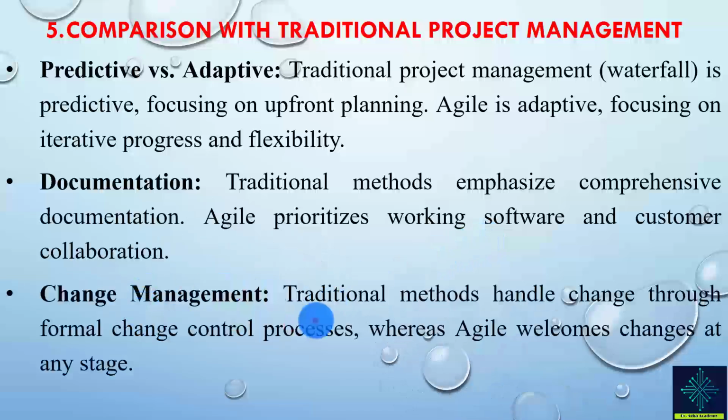Change management: in traditional methods, we handle changes through a formal change control process. Those of you who know, we have what we call the CCB, the change control board, and the project manager has to do a lot of effort to submit a change request and then argue and follow up with the CCB to approve the changes. That's a really tough procedure and takes a hell of a lot of time. Whereas in Agile, we welcome changes at any stage, so it's more simple.